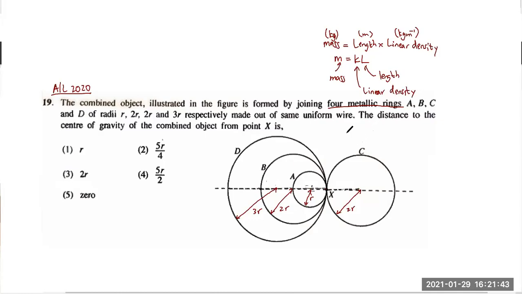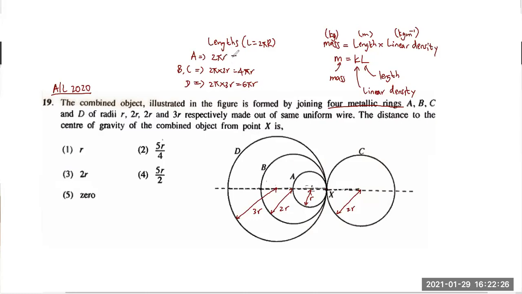Right. So what are the lengths of these rings? There are 4 rings, and I'll quickly write the lengths. A is 2 pi r, because it's a ring, so its length is the circumference of the circle, 2 pi r. B and C are the same: their length is 2 pi into 2r, which is 4 pi r. For D, the length is 2 pi into 3r, because the length is 2 pi into the respective radius, and that is 6 pi r.